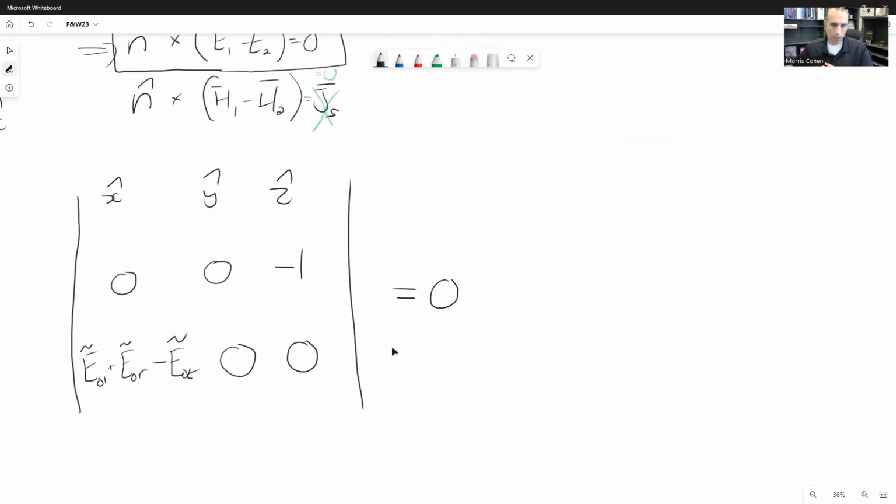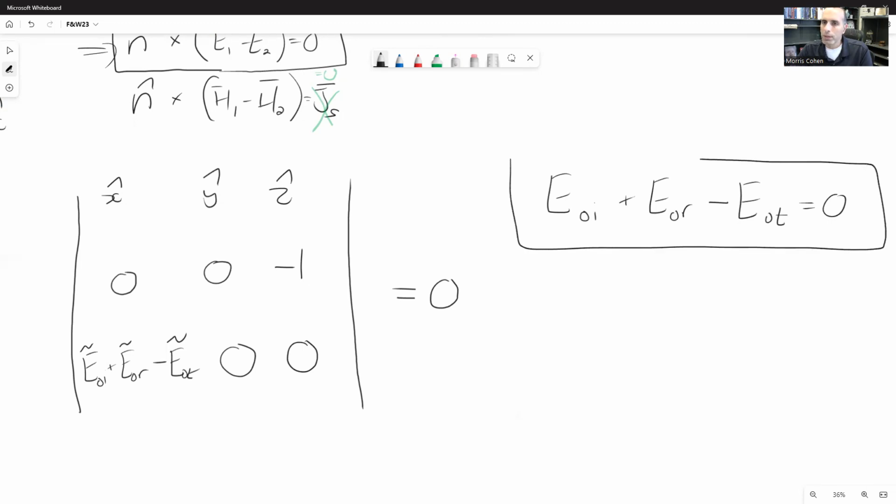Now let's work this all out. And if you expand this, you're going to end up with the following. You're going to get that E0I plus E0R minus E0T equals 0. If you expand this out, you're going to get this condition. Now, that's not enough information to solve everything, but it's a piece of the puzzle. So let's leave it right there.